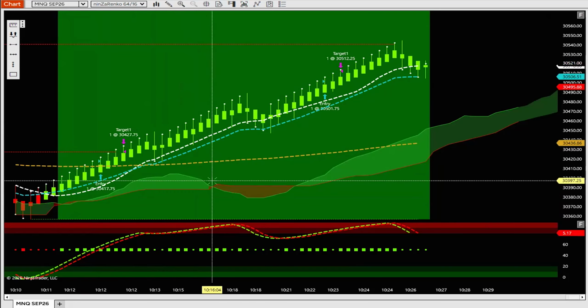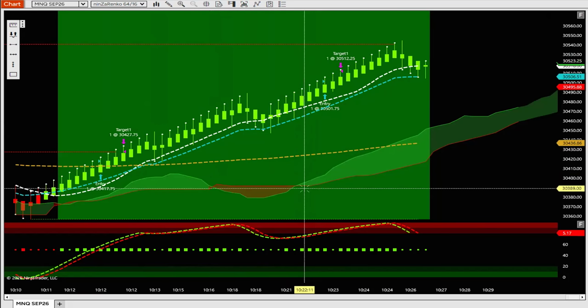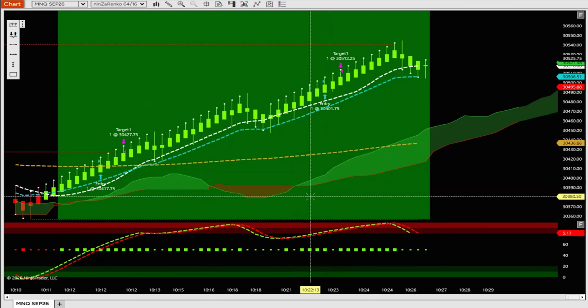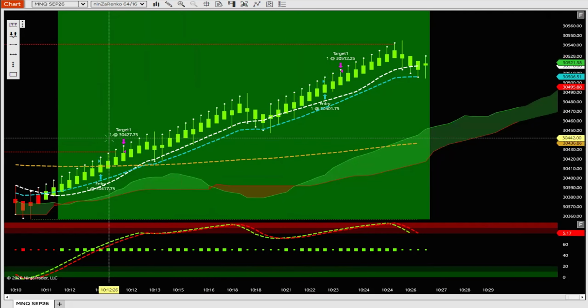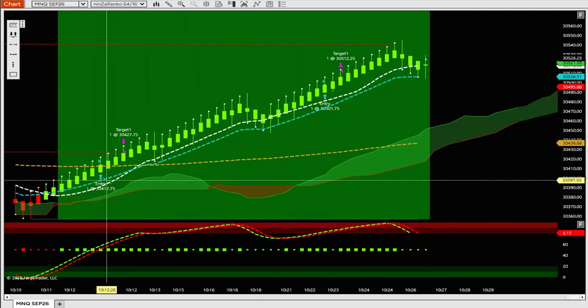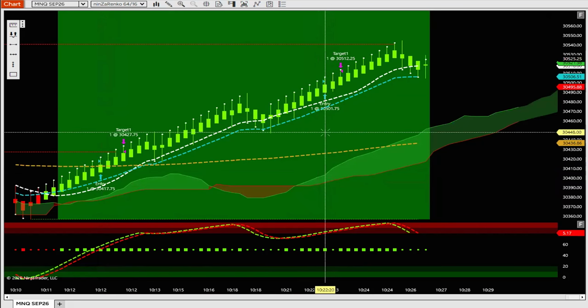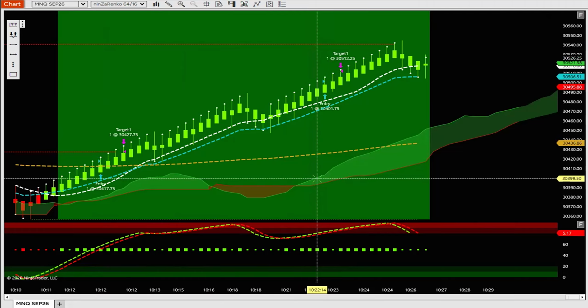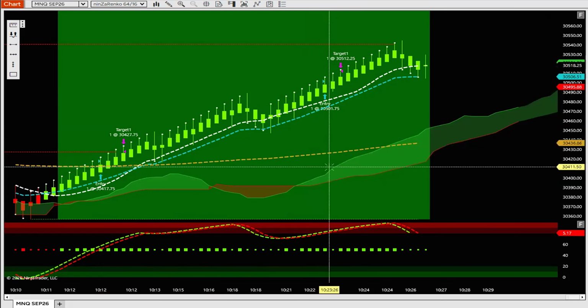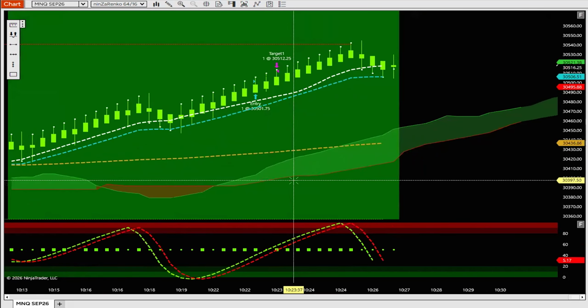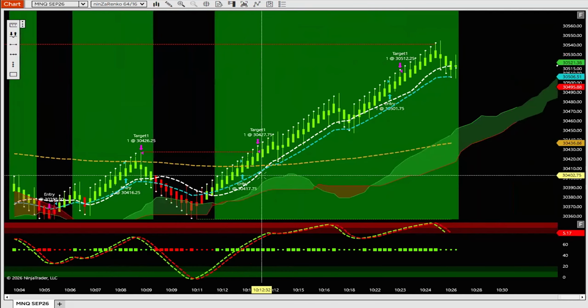We're trading the crosses, which is why I got into this trade here. The reason I got into this trade is because the green line was on top, green background and a green candle. The same thing here. Green candle, green background, green wave.